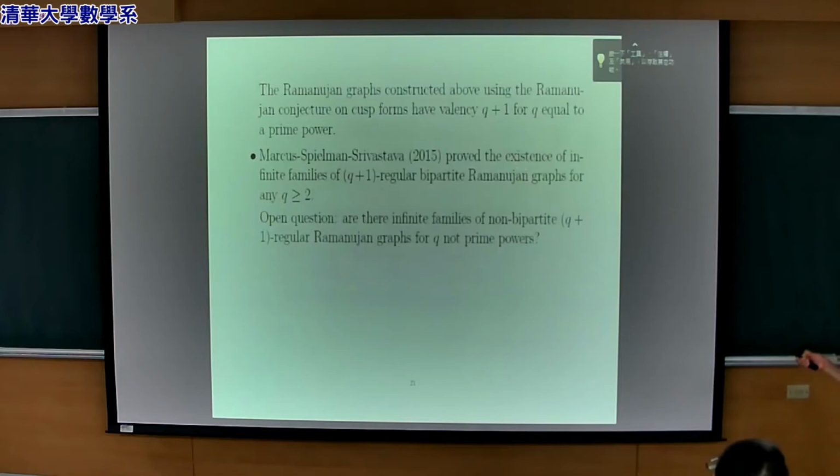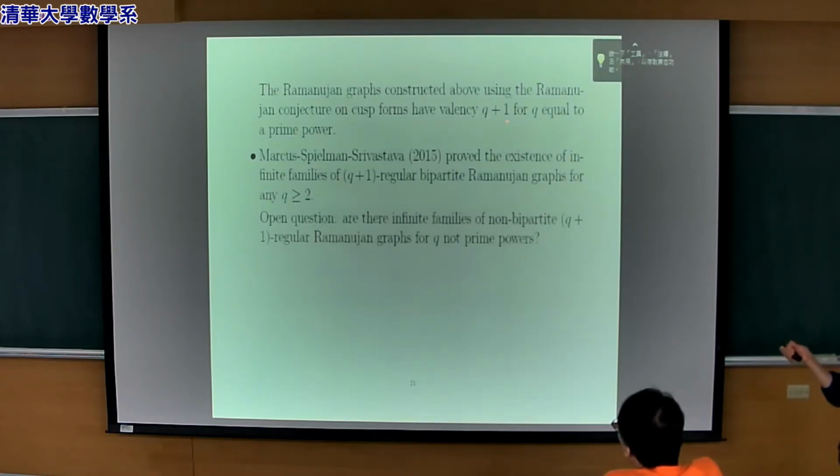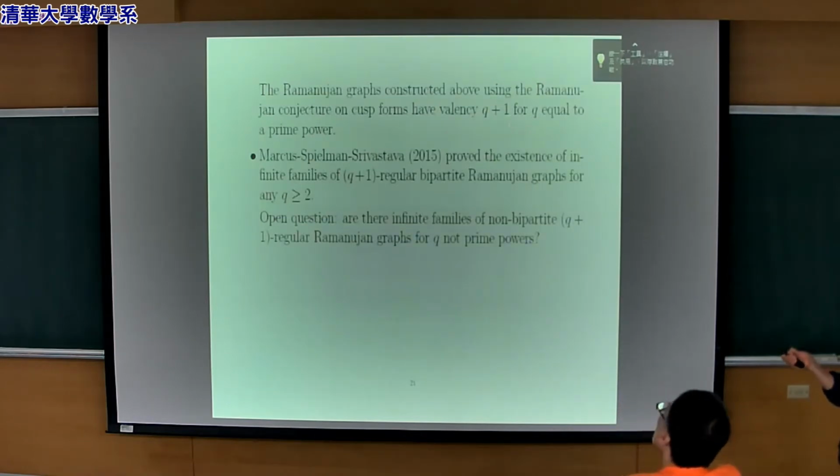So all the Ramanujan graphs constructed above were constructed by number theory, using the Ramanujan conjecture or its transforms. They all have valency which is a prime power plus 1. So it has long been a question: what happens if I have a valency which is not of the form prime power plus 1? Are there infinite families of Ramanujan graphs?